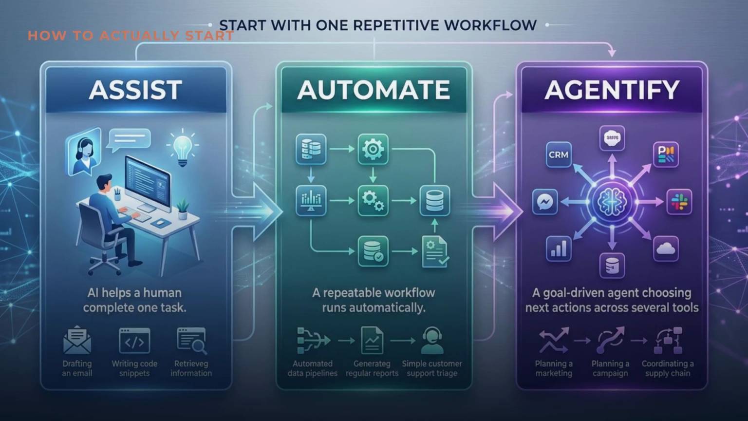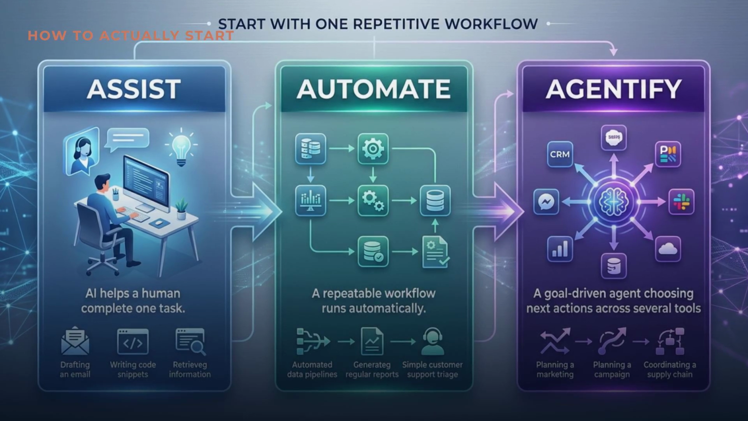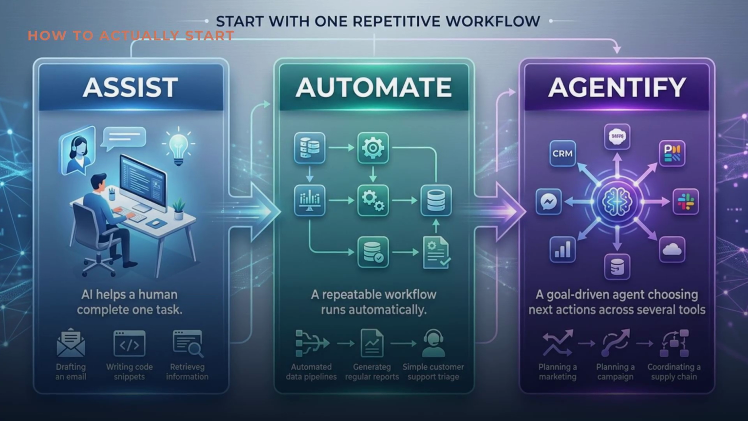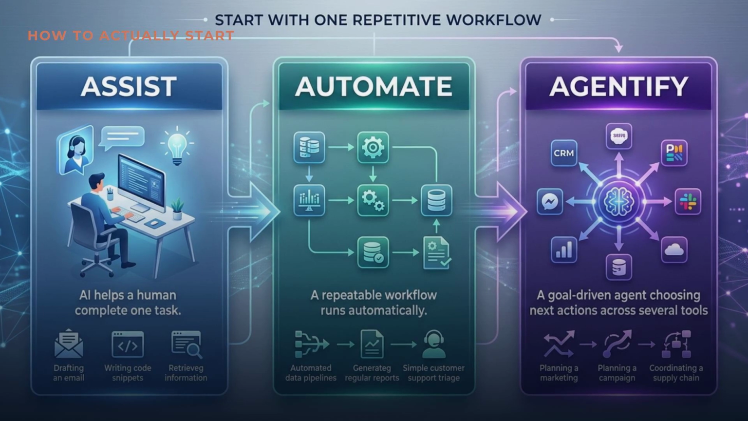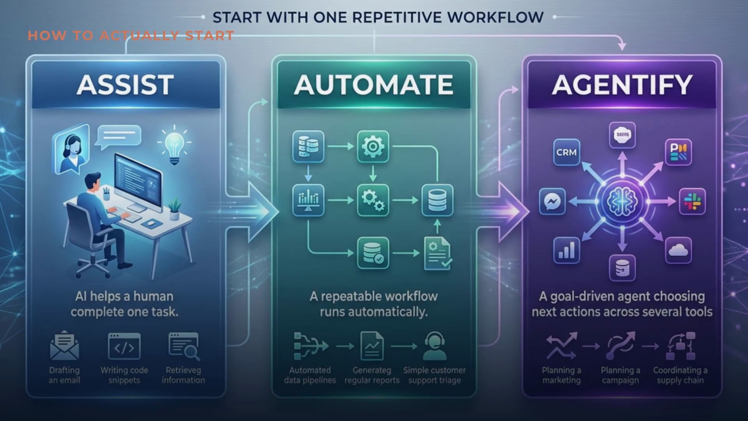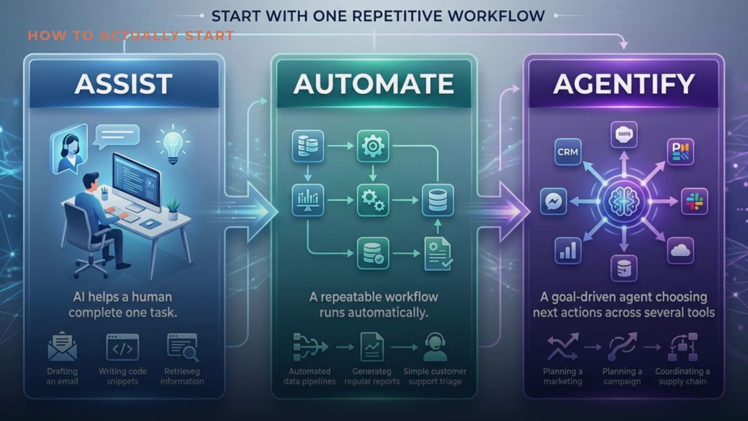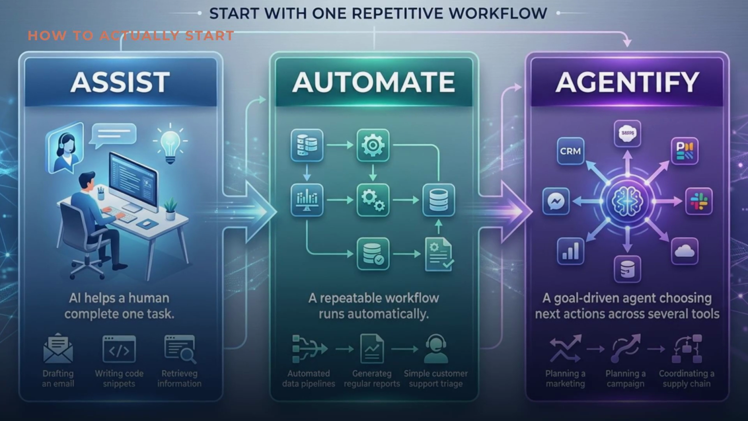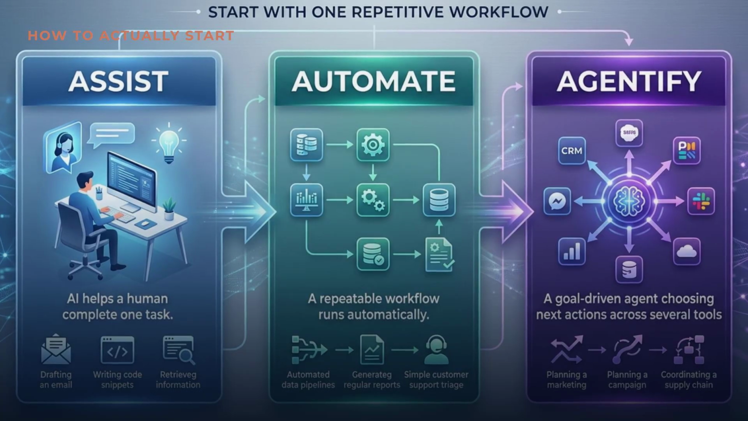Don't start by trying to build 10 autonomous agents. Start with one thing you already do every week. Weekly status reporting, meeting follow-ups, risk monitoring. Take your pick. First, use AI to assist with it. Then, automate part of the workflow. Only once you understand the risks and the controls, let an agent decide what happens next. Assist, automate, agentify. In that order, never the reverse.